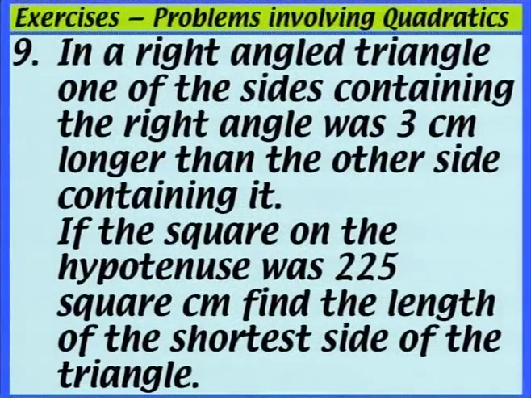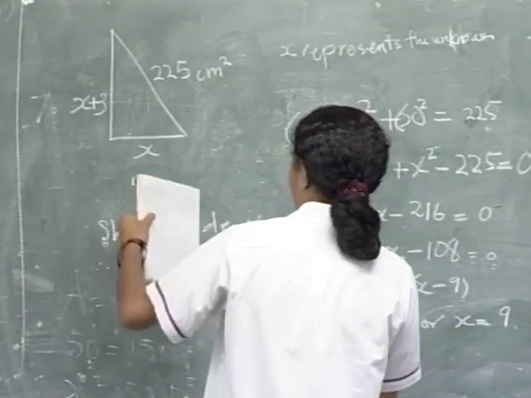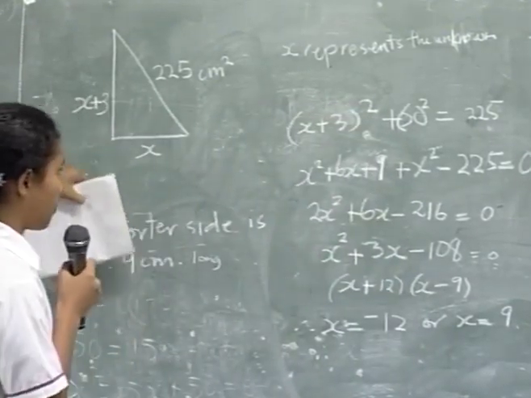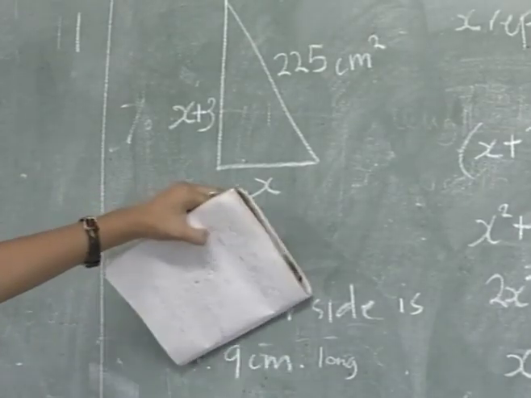Question 9 reads, in a right angle triangle, one of the sides containing the right angle was 3 centimeters longer than the other side containing it. If the square on the hypotenuse was 225 centimeters square, find the shortest side of the right angle. Okay. The longest side is represented by x plus 3, and the shortest side is represented by x.